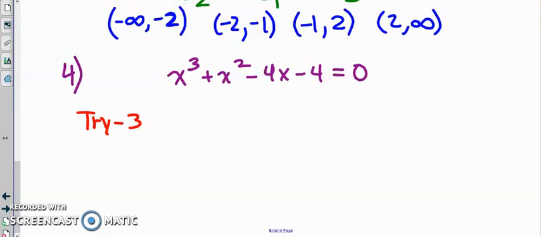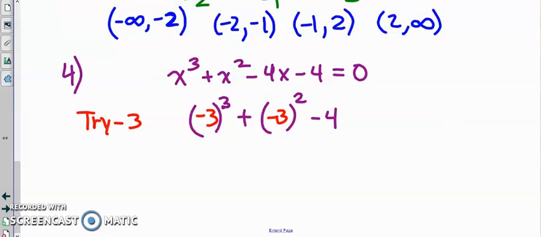And again, that means for every x, we're going to put in -3. Let's put parentheses around that. Sorry, that should be cubed. Squared. And again, we don't need the equal to 0. I'm sorry. I keep doing that. I don't know why. All right, so we do that part.